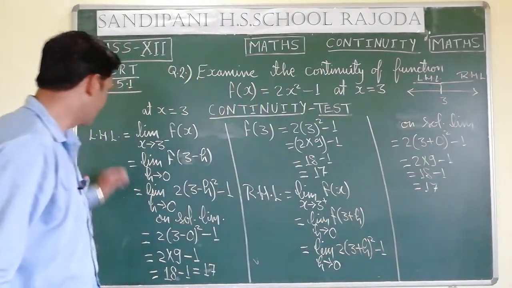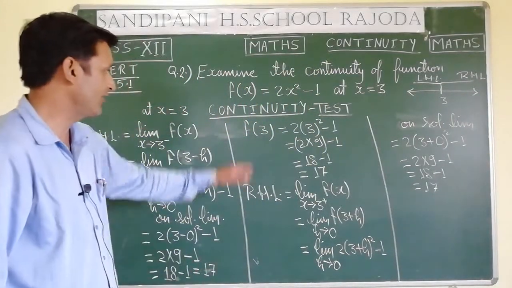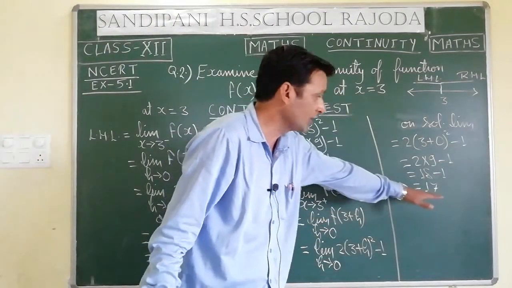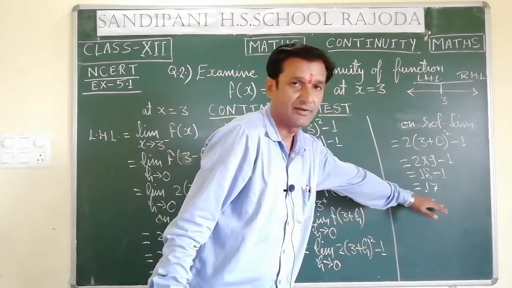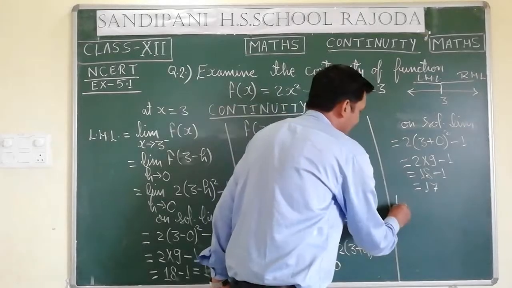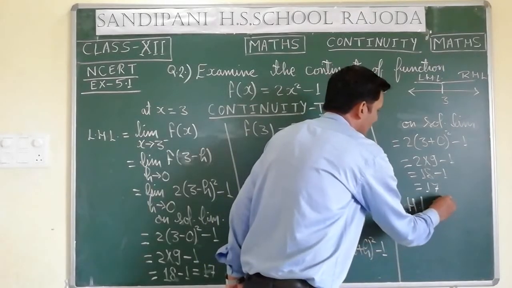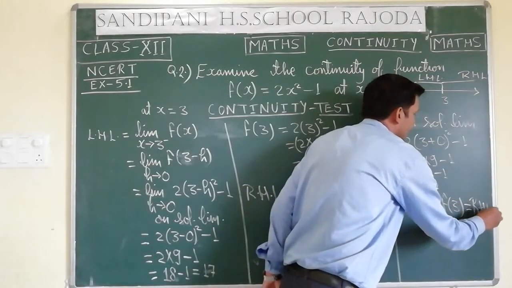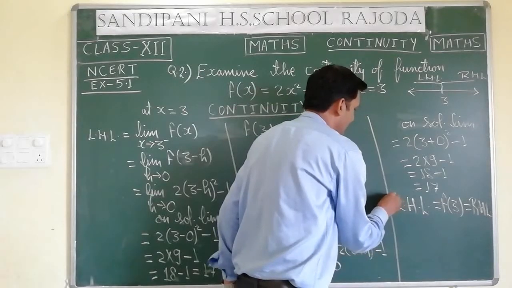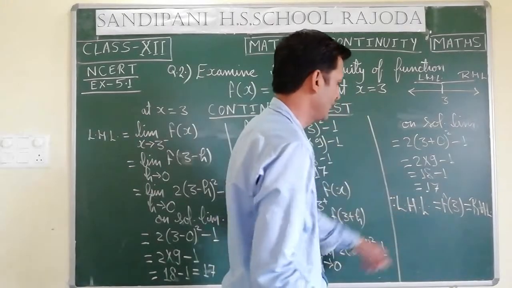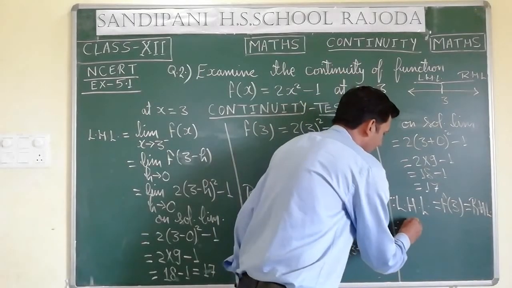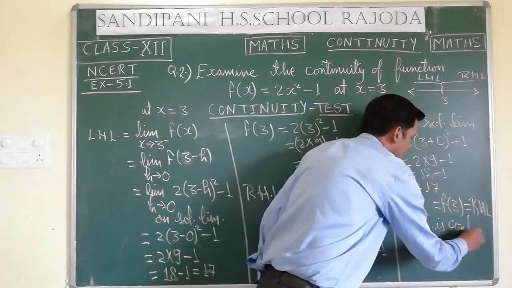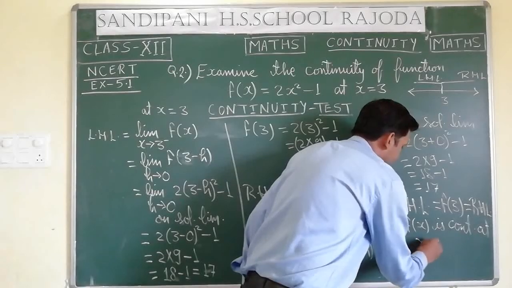Now you can see that the value of left hand limit is 17, f of 3 is also 17, and after solving the right hand limit we have got again 17 only. So LHL is equal to f of 3 is equal to RHL. So we may say that because left hand limit is equal to f of 3 is equal to right hand limit, therefore f of x is continuous at x is equal to 3.